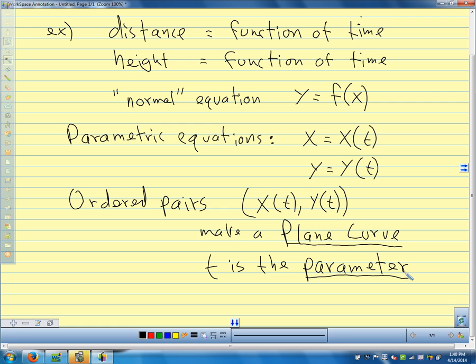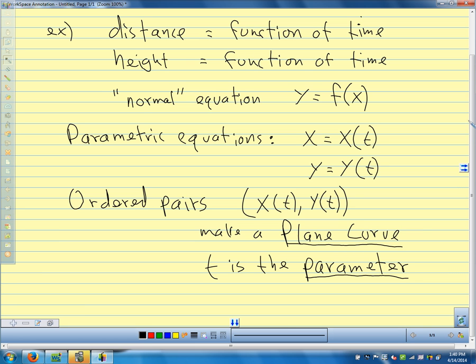Often we think of our parameter as time, but our parameter doesn't always have to be time. Our parameter could be lots of different things. When we start talking about polar coordinates, our parameter is going to be an angle. So we'll plug in a theta value, and that will give us a point on the plane. But we can use lots of different things as our parameter.